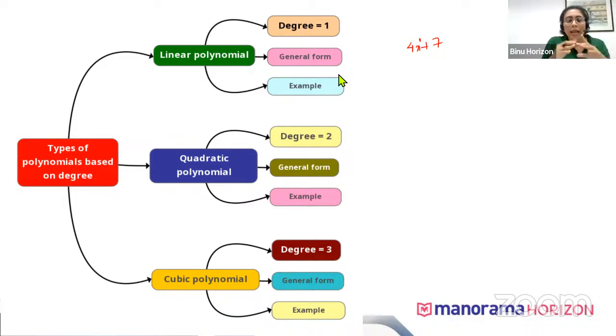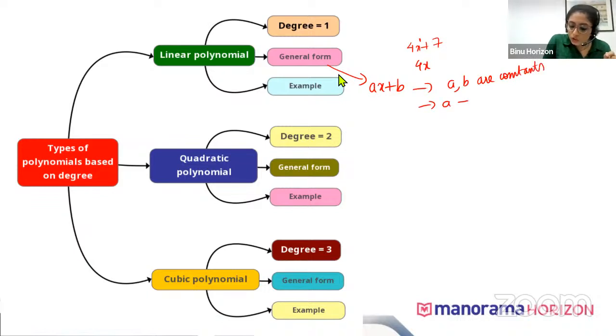Only thing is that it does not depend on the number of terms. You can have as many terms, but the highest power of the term should be 1. So 4x plus 7 is one example. 4x is another linear polynomial. So the general form of a linear polynomial is ax plus b, where a and b are constants. Okay. And also, you should remember that a should not be equal to 0.